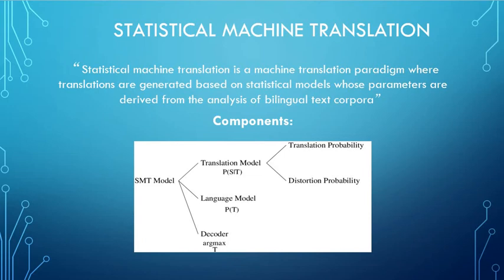that the translations are generated based on statistical models whose parameters are derived from the analysis of bilingual text corpora. The components are the translation model, the language model, and the decoder argmax. In the translation model, there are two types of probabilities, translation probability and distortion probability. Basically, statistical machine translation gives us the probabilities which are based on the statistical models.